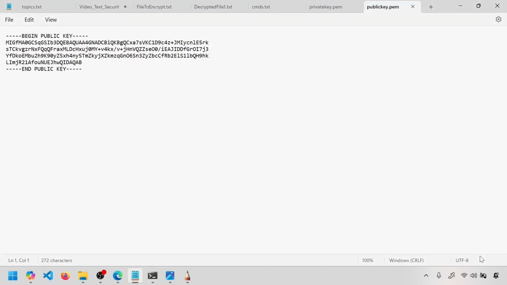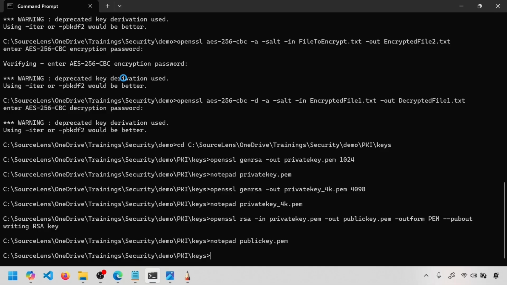public key.pem. The public key is pretty small compared to the private key. So this is the public key. PEM format has this kind of header and footer. If you see this kind of thing, it means that it is PEM format. It's very readable that way. It is supposed to be text. The PEM format is text at the end of the day, encoded text. So we got the private key and public key.